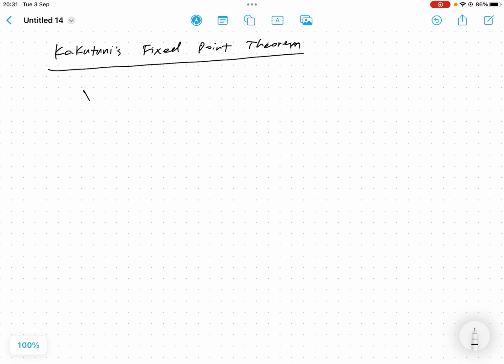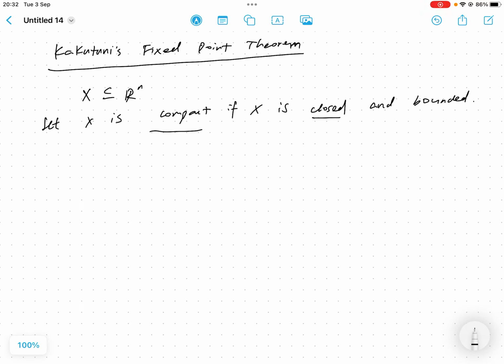All right. So let's say X is a subset of R^n, and the set X is compact if X is closed and bounded. So this is essentially the requirement for compactness. X has to be both closed and bounded to be compact.